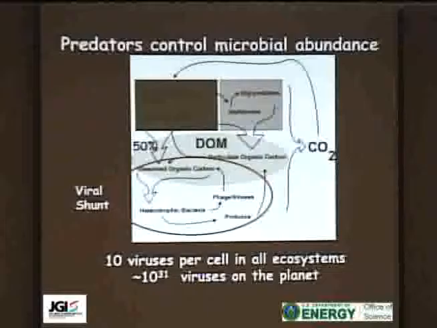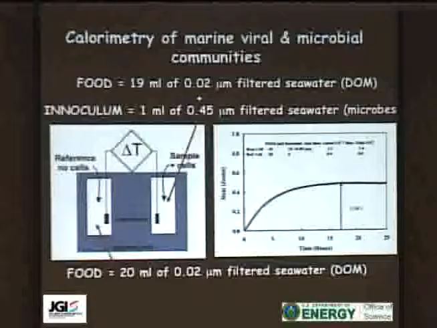And the heterotrophic bacteria then are being grazed down by two groups, two predator groups, the phage viruses and then the protists. There's some rule out there that's approximately right, which is that you'll always have 10 viral-like particles per cell in any ecosystem. And there's about 10 to the 31 viruses on the planet. And you can do a whole bunch of cool calculations about what that actually means. But this is why it's probably important when we start thinking about how the planet works and how energy moves through the planet.